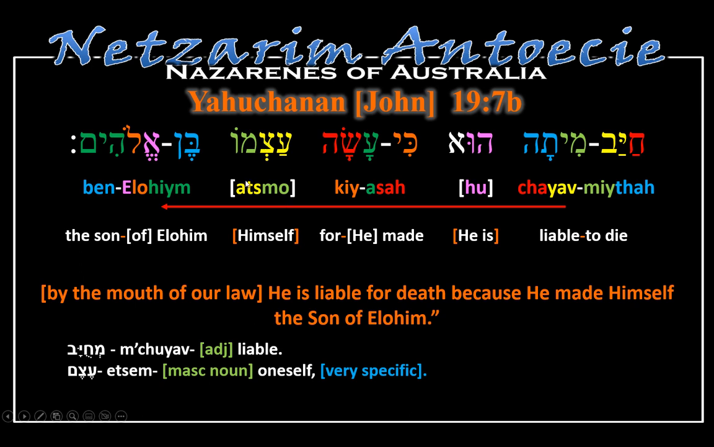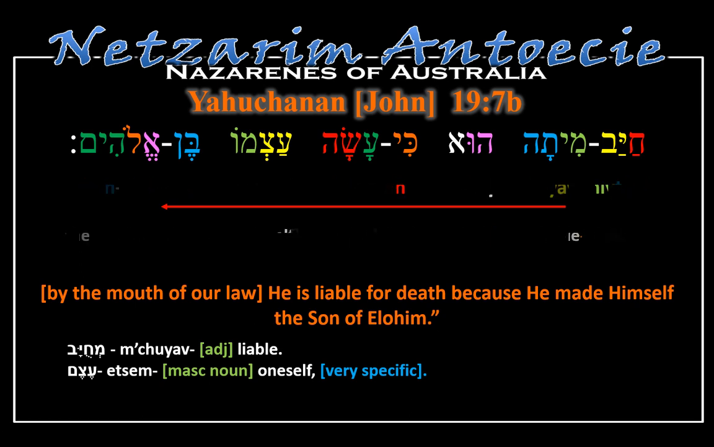Atzmo, himself. If we look down here, atzem, it's a masculine noun meaning oneself, and it's very specific. And then we have ben Elohim. Now we know ben means the son or son of Elohim, right. So, the translation, by the mouth of our law from the previous verse: he is liable for death because he made himself the son of Elohim. So now we will read that.